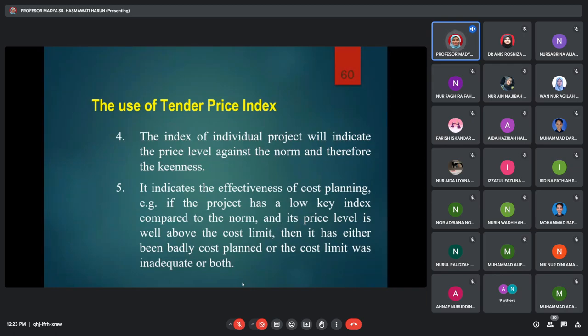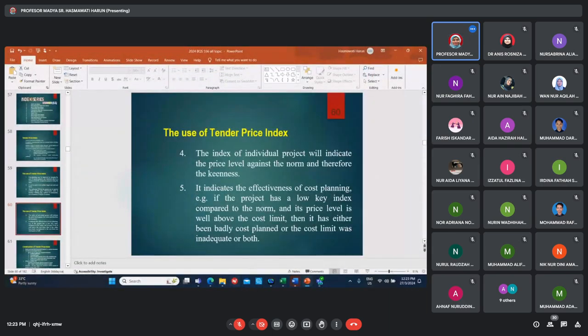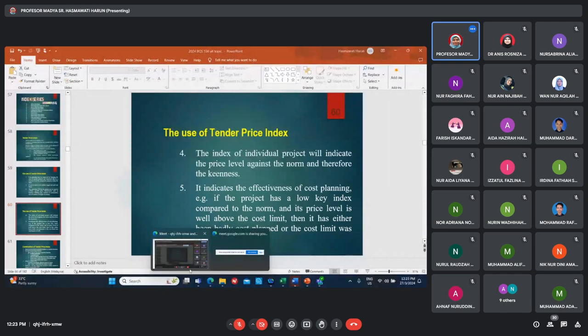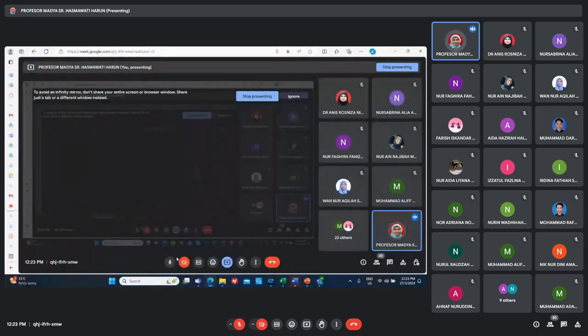All right. This is something very important. The word keenness. What do we mean by the word keenness? I ask you all instead. What do we mean by keenness, everybody? Asyik saya je bercakap. Okay, what do you mean by keenness? Akila, what is keenness? Akila. Yes. Apa yang dimaksudkan tender yang keen? Keenness.